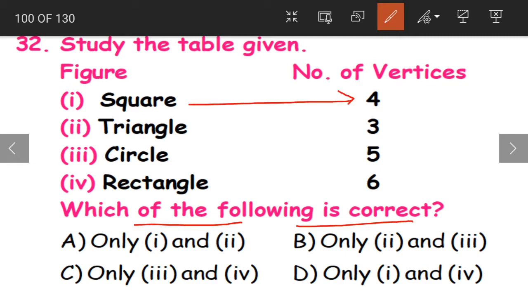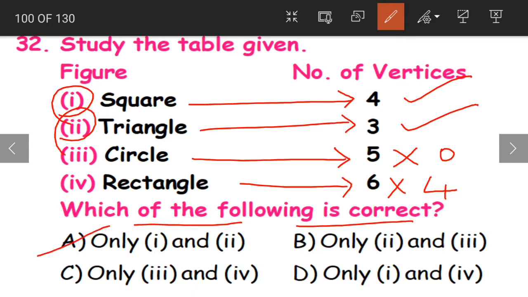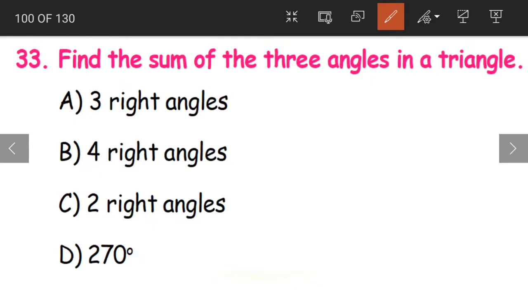Now square has 4 vertices. Is this correct? Yes, this is true. Now a triangle has 3 vertices. Again, is this true? Yes. A circle has 5 vertices. Is this true? No. A circle has 0 vertices. Now a rectangle has 6 vertices. Is this correct? No. A rectangle has only 4 vertices. So which are correct, children? Only 1 and 2 are correct. That is our option A.